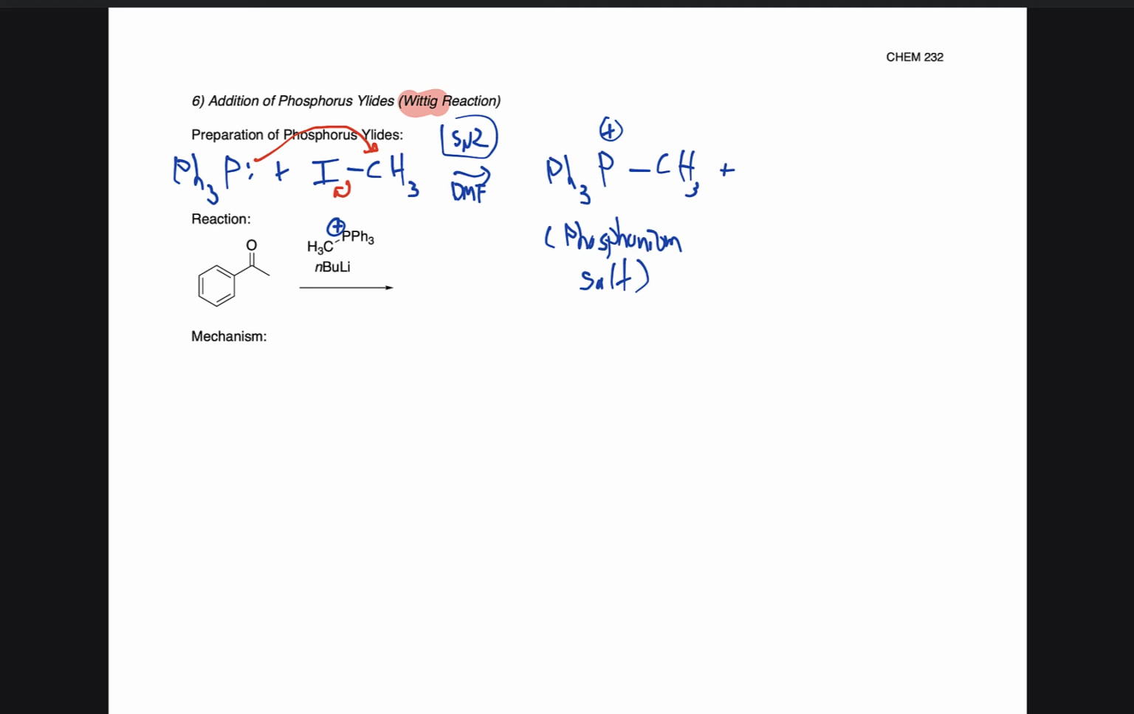And then we react it with a species called n-butyllithium. Remember, n-BuLi is this cationic, or zwitterionic, species where we have this really negatively charged carbon-based species. And what this does is deprotonate the hydrogen that's on the CH3, or whatever we're using, to generate this thing called an ylide.